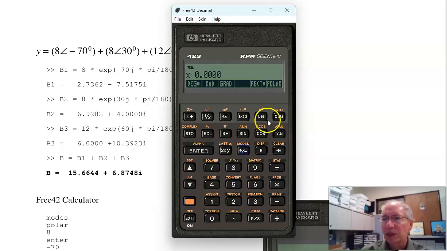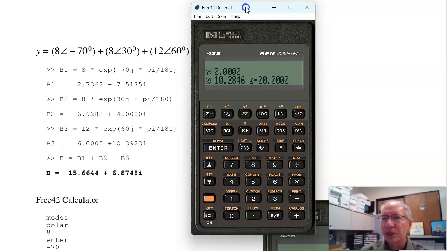They do modes, polar, have 8, enter, negative 70, complex, first number. 8, enter, 30, complex, second number, add, third number, 12, enter, 60, complex, add. There's your answer. So these two are the same. To see that they're the same, let's put them in the same mode, both in rectangular, same answer.